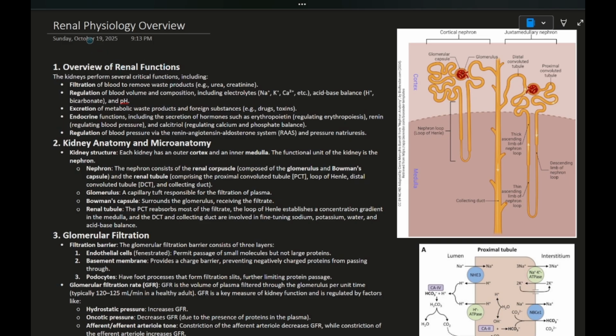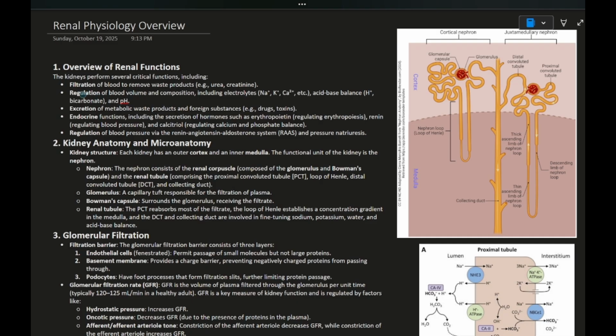This time we're going to dig into renal physiology, at least the overview of it. So let's get started. Renal function is another way to say kidney functions. And the kidneys indeed perform several important functions. These include filtration of blood in order to remove our waste products like urea and creatinine.